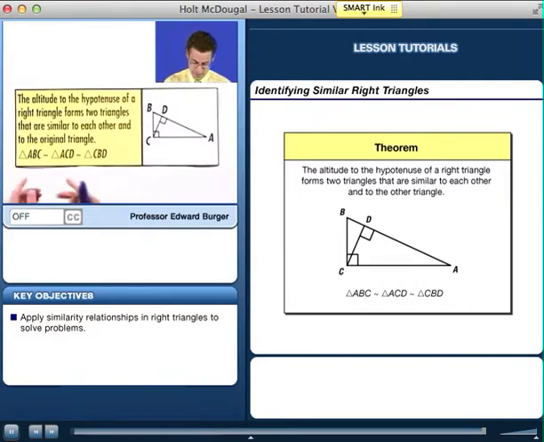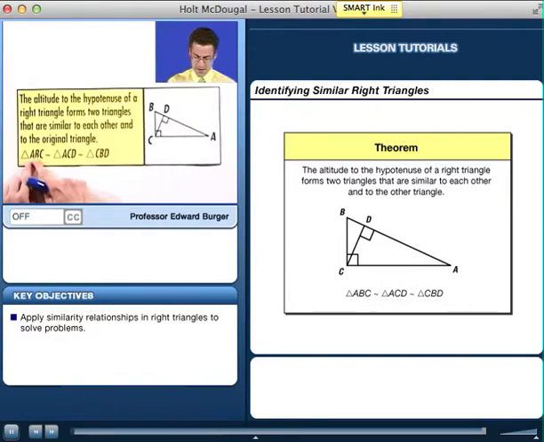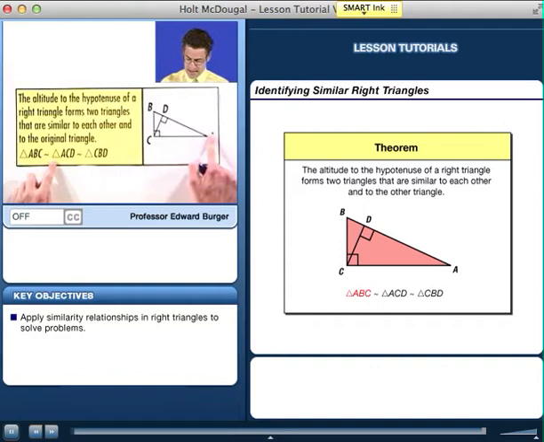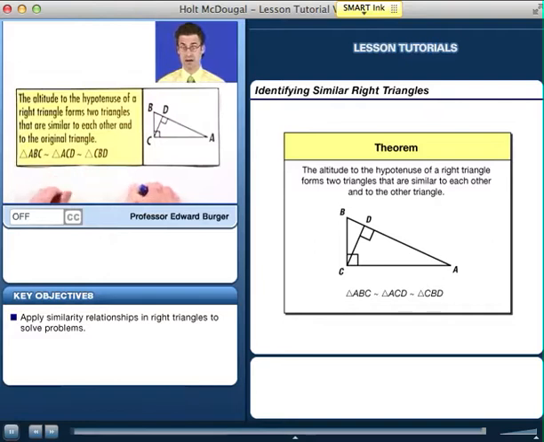So here's how you'd write that. Triangle ABC is similar to triangle ACD, which is similar to triangle CBD. Those triangles are all similar. So corresponding parts are proportional.